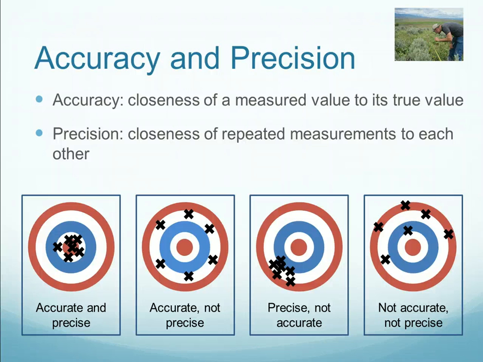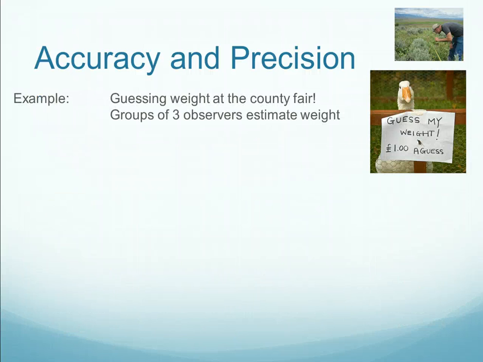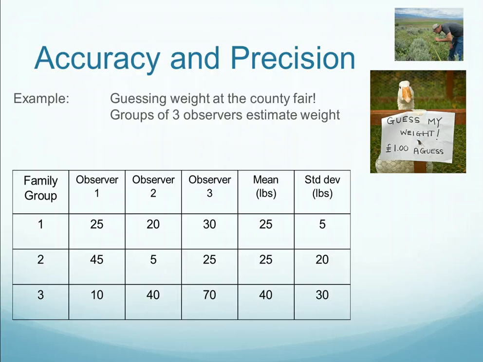Now, when we're estimating values, we often are not actually using a target. And so let's look at a different example. In this case, what we're interested in is just estimating the weight of one individual. And this is being done by groups of observers. They're family groups of 3 at the county fair. And so we want to see if different families are more accurate and more precise in their estimates. So let's take a look at this closely.